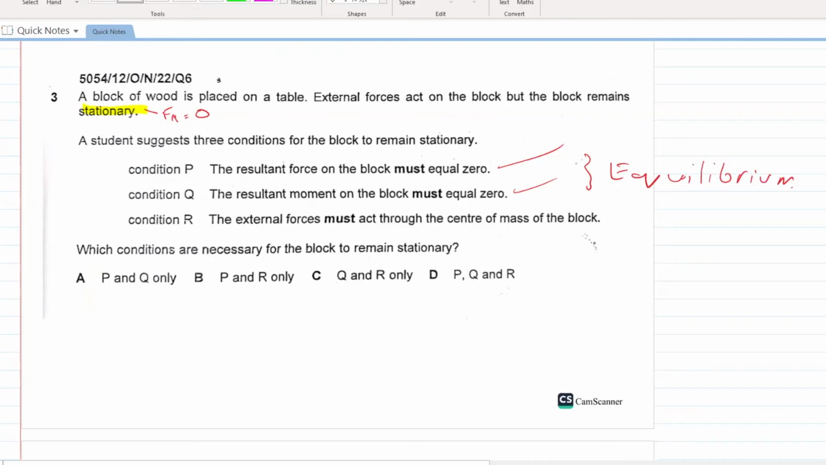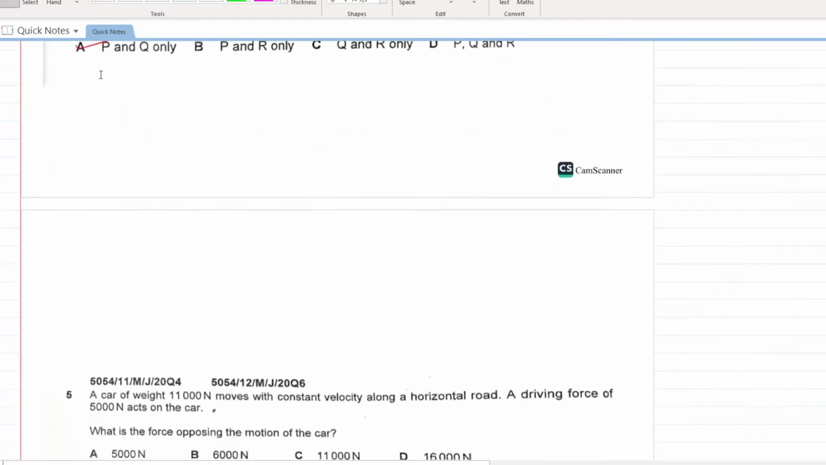The external force, no, this is not true. Which conditions are necessary for a block to remain stationary? Basically, what conditions are necessary for a block to remain in equilibrium? Only first and second. The resultant force must be equal to 0. The resultant moment must also be equal to 0. P and Q is your answer.